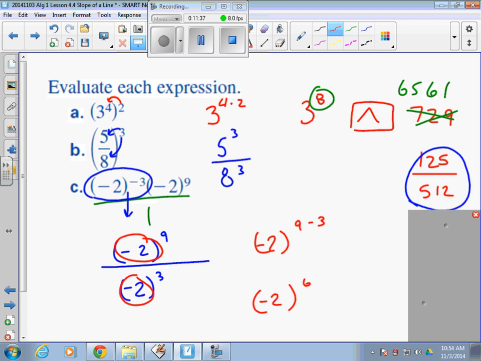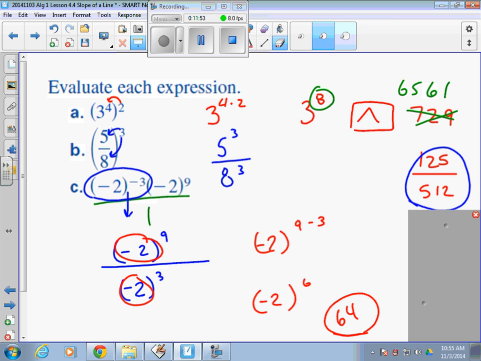Okay. So negative 2 to the 6th power, that's an even amount when 2 is raised to the 6th power. We know 2 to the 5th power was 32. 2 to the 6th power is going to be 64. And since it was an even amount, it's going to be a positive 64. That's one way to do it.